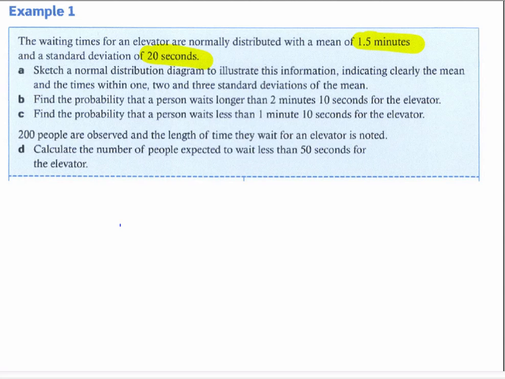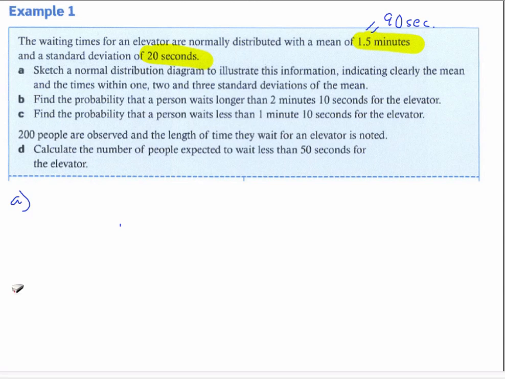Okay, next we're doing this example. In part A, we have to sketch the normal distribution for this information. So waiting times for an elevator are normally distributed, with a mean of 1.5 minutes and a standard deviation of 20 seconds. So the mean is 1.5 minutes, so I'm going to change that to 90 seconds, right? That might be a bit easier to do.